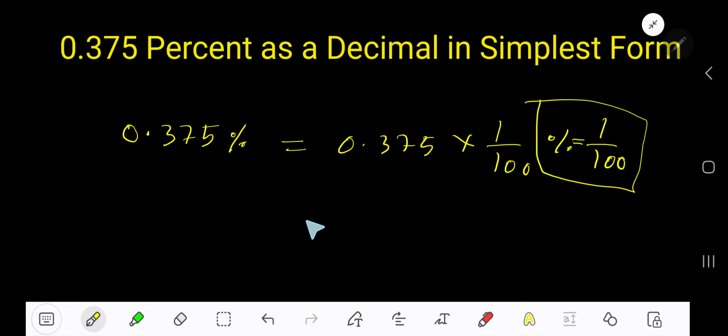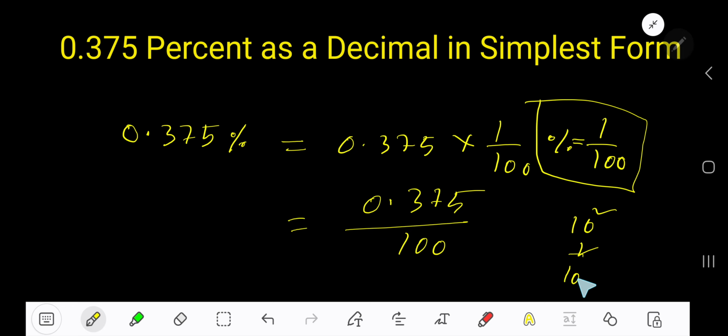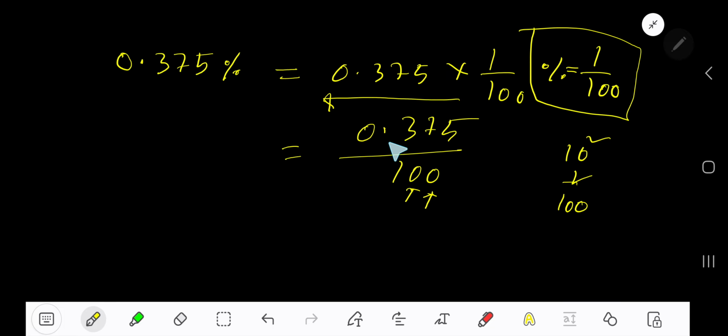Okay. Now multiply. Divided by 100. Look, 10 to the power 2 means 100, that is, 100 is a power of 10. So to divide a number by a power of 10, just count the number of zeros and move the decimal point from right to left by that number of places. So 2 zeros, so 2 places. Here you have to consider a placeholder 0. Okay, so you will get this.